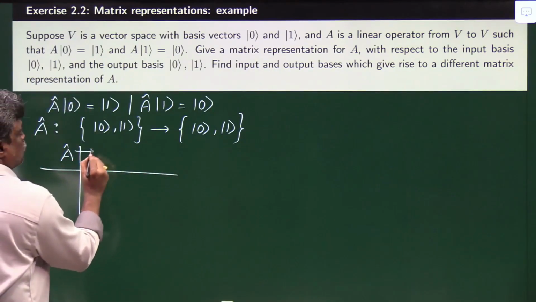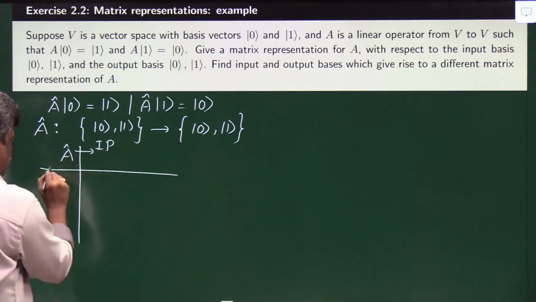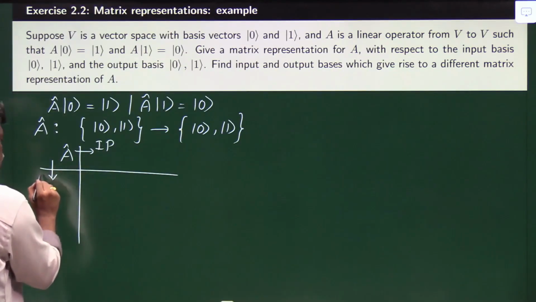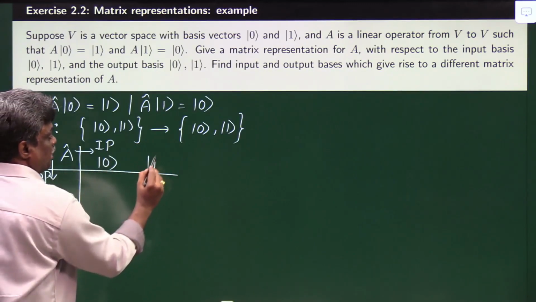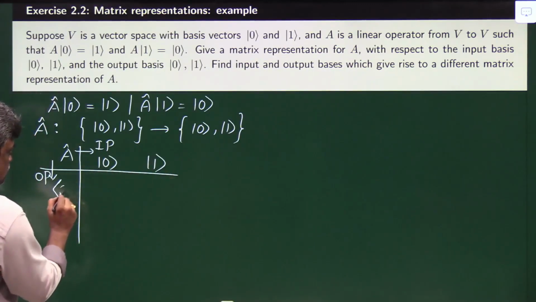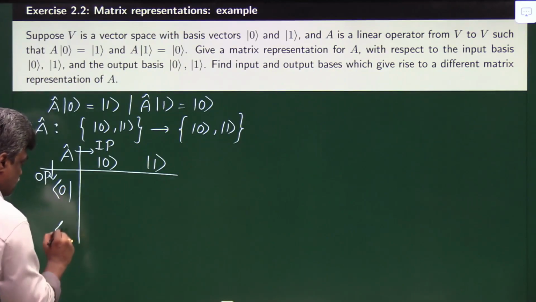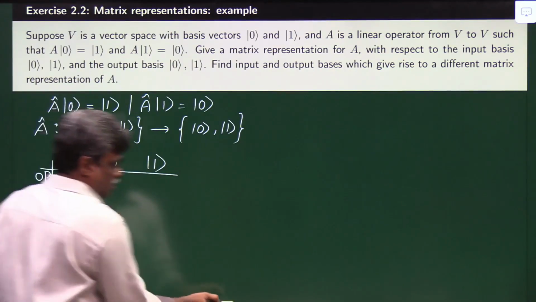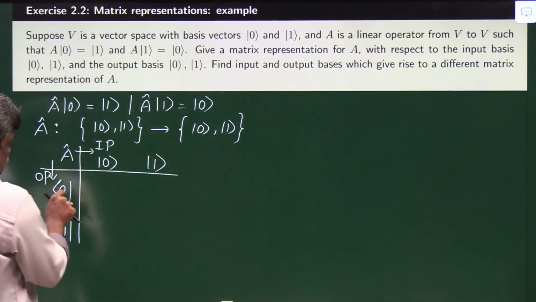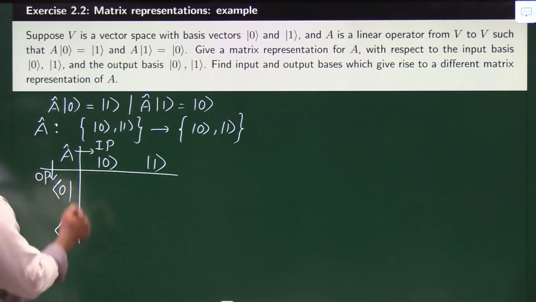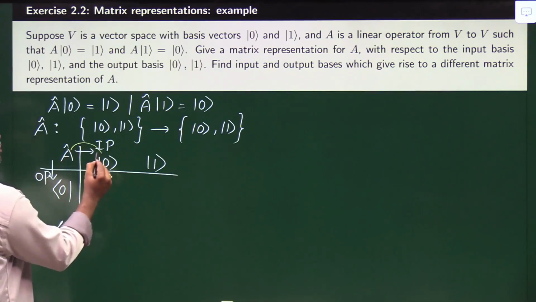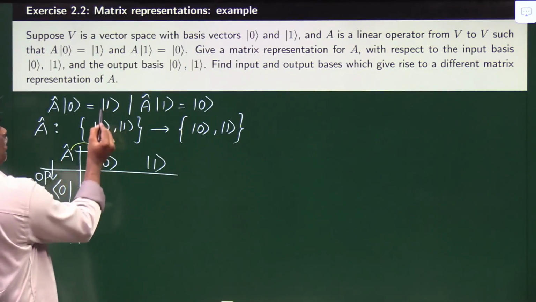Here we always have to take an input basis, and here we have to take an output basis. Now the input basis is ket 0 and ket 1, and the output basis is bra 0 and bra 1. Some people write ket 0, ket 1 here, but I think this is the better representation. Now A operates on 0, and we get 1.